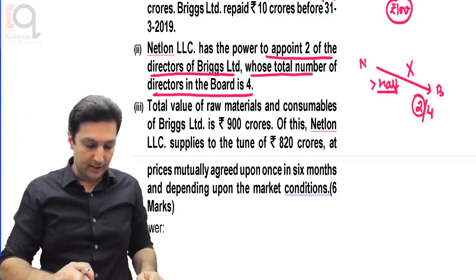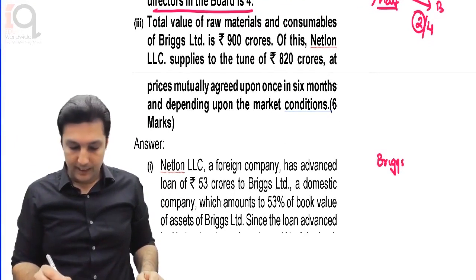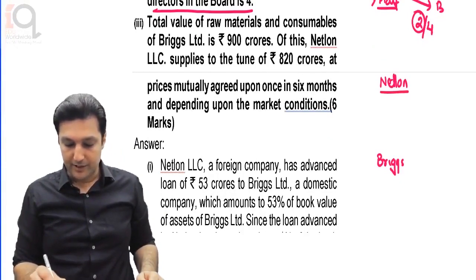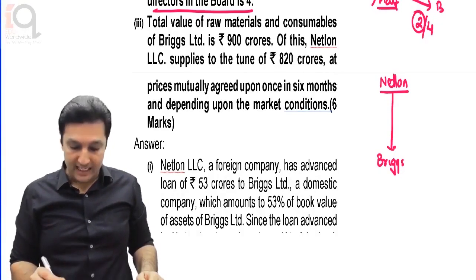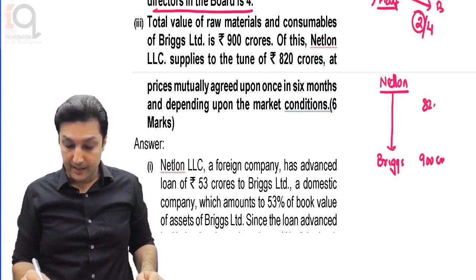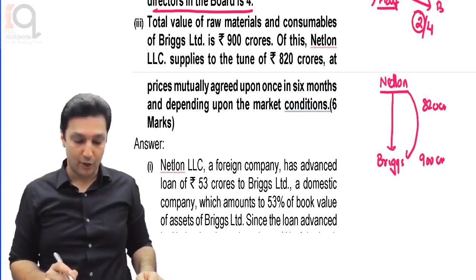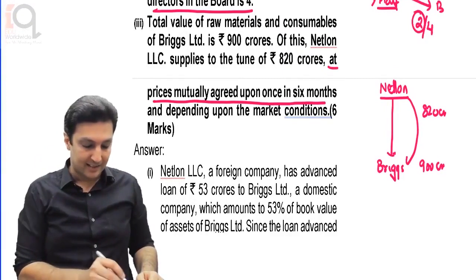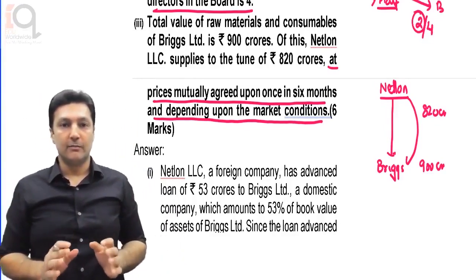Total value of raw materials and consumables of Briggs, and Nelton again. And these are, he says, remember, separate situations. He says the total value of raw material and consumables of Briggs is 900 crore. Of this, 820 crore is provided by Nelton, which is more than 90%, remember, of the raw material. Then he says at prices mutually agreed upon once in 6 months and depending upon market conditions. Okay, here we go. Remember what that clause said?